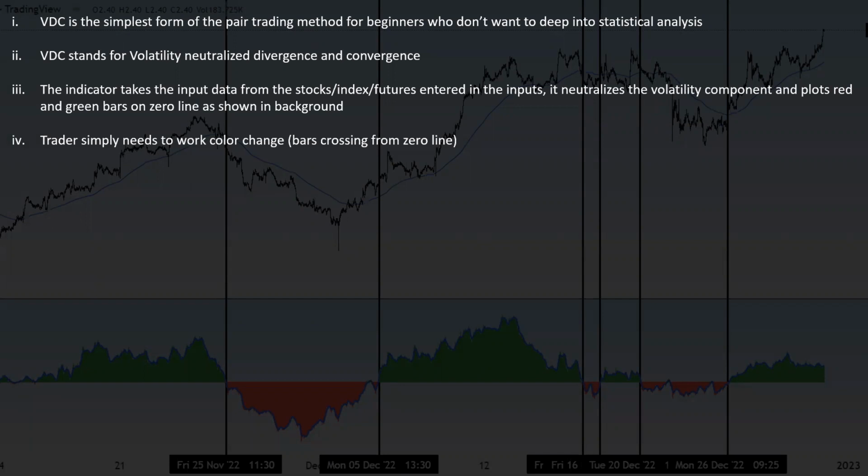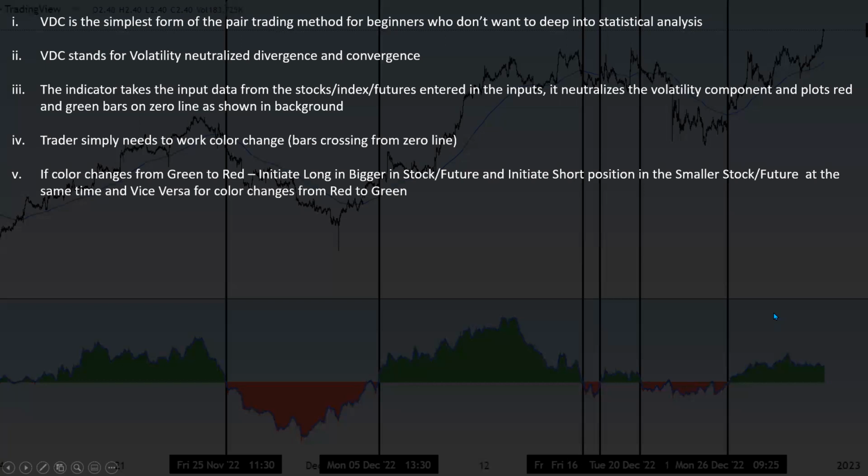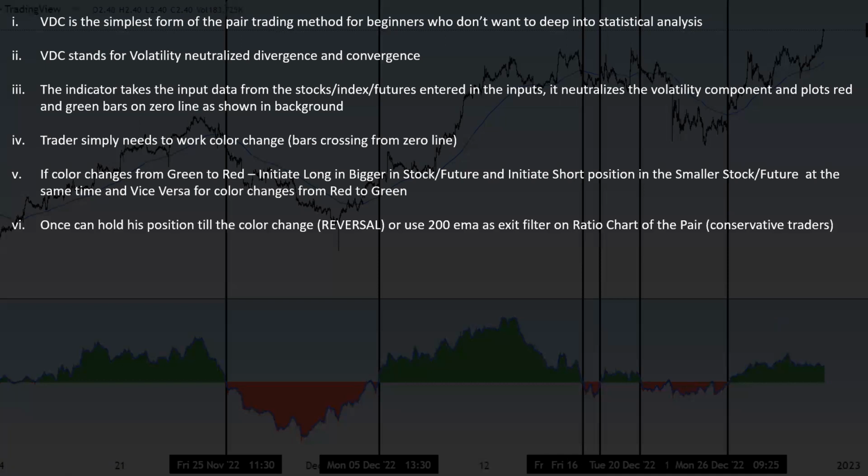Trader simply needs to work on color change. Bar crossing from zero line. The central line is the zero line. Okay, trader, we need to react to these zero lines. If color changes from green to red, initiate long in bigger and short in smaller, and vice versa.